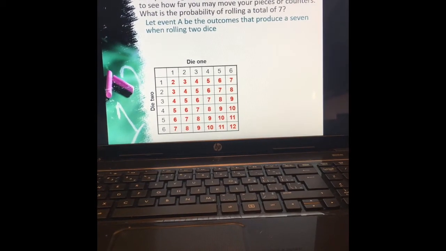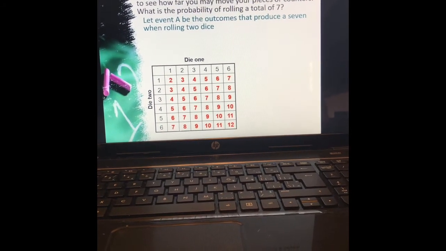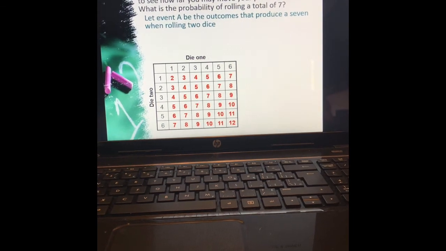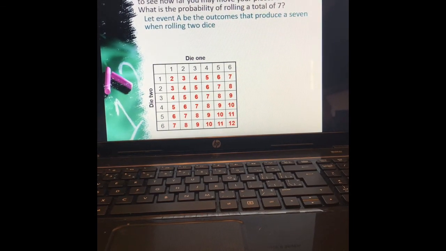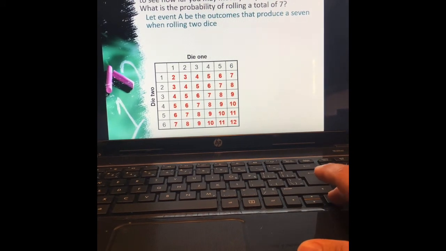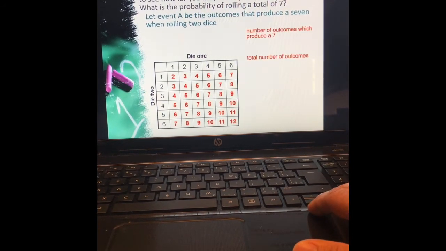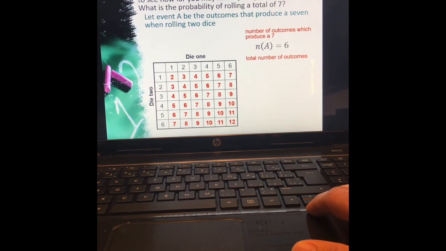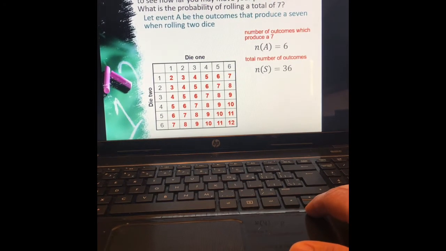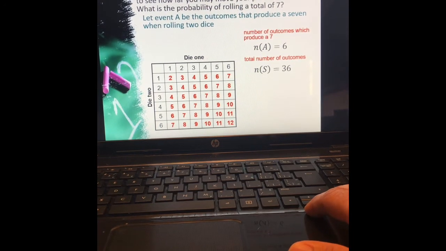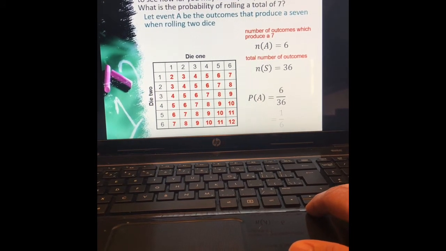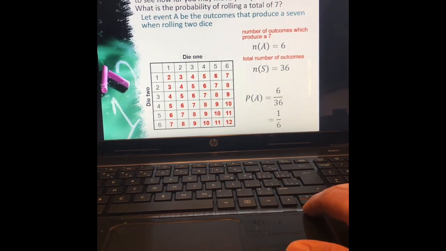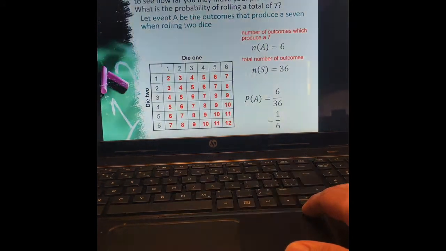So make your diagram and look for the number of 7s. Taking a look at this diagram, we have 1, 2, 3, 4, 5, 6 7s. 6 out of 36. Six 7s out of 36 total, 6 times 6, 36. Lowest terms, 1 out of 6. Your probability of rolling a 7 is 1 out of 6.